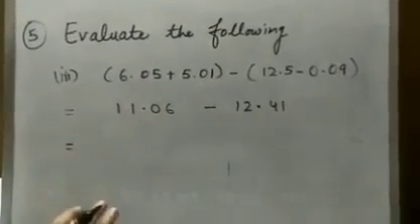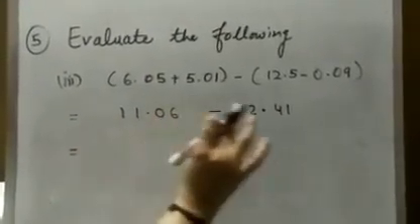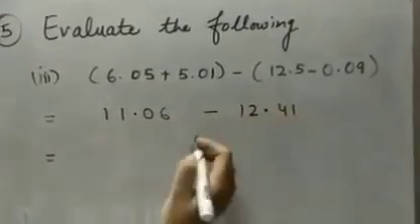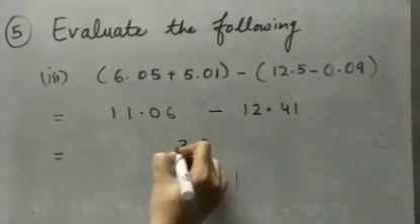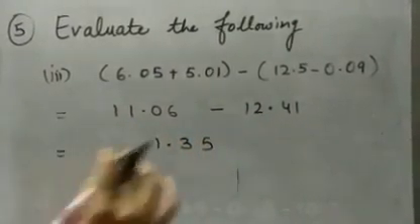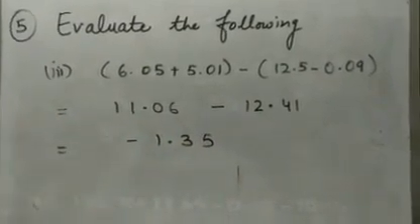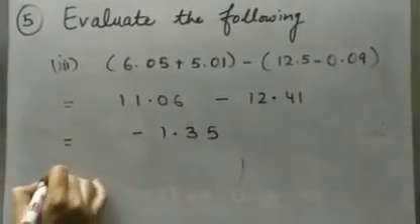Now we are left with one positive, one negative number. The method we have already discussed: subtract the smaller number from the bigger number. I am going to subtract 11.06 from 12.41. 1.35, but the bigger number is of negative sign, so we are going to place a negative sign in front of the answer, and your answer is minus 1.35.